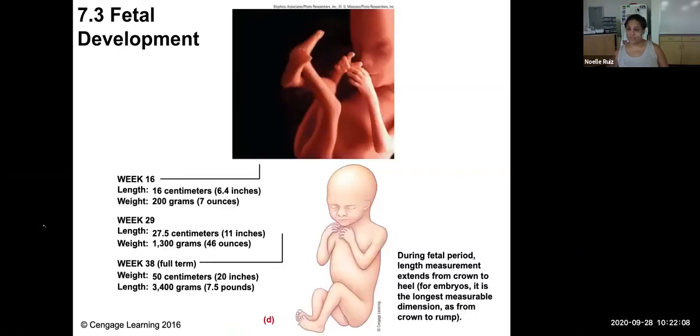And there's different growth measurements at week 16, 6.4 inches, which is a little over half a ruler. If you think of how long a ruler is, it's half of that. Week 29, almost 11 inches, so almost a full ruler long. And then week 38, full term, 20 inches. That's just the average. Some babies are bigger, some babies are smaller.